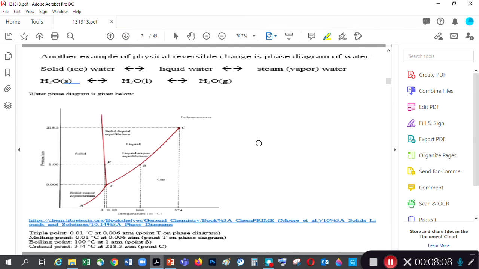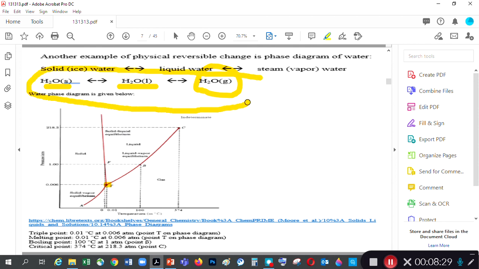Here's another example, well known, that's H2O. We have ice. Heat the ice a little bit, you get liquid H2O, and if you heat the liquid H2O further, you get the gas. And we are interested in this point here, which is the triple point, where you can find the three phases, the solid, the liquid, and the gas, together.